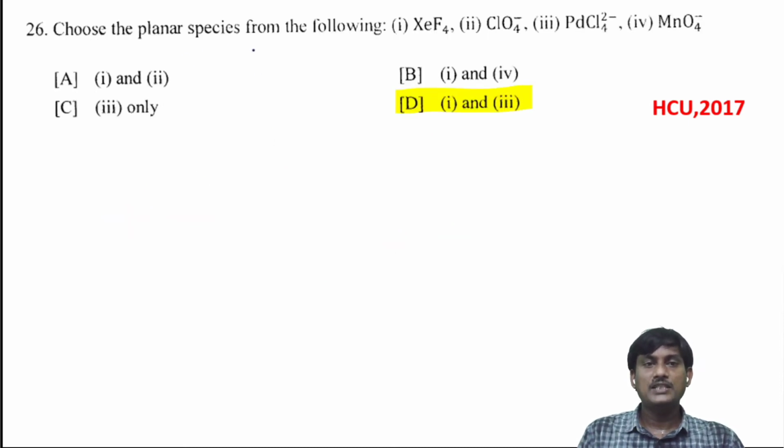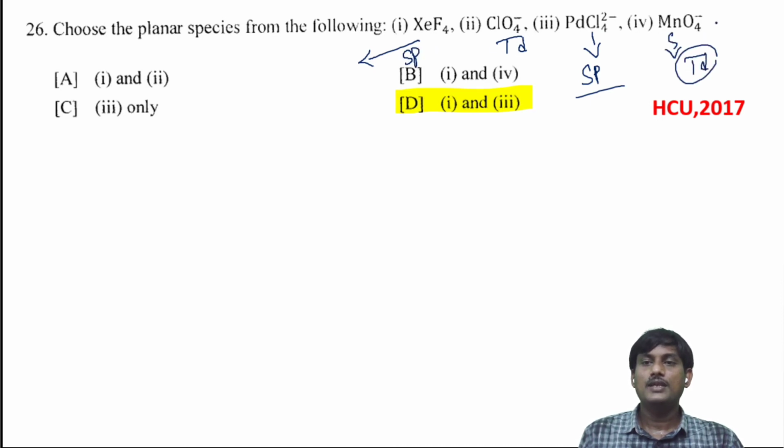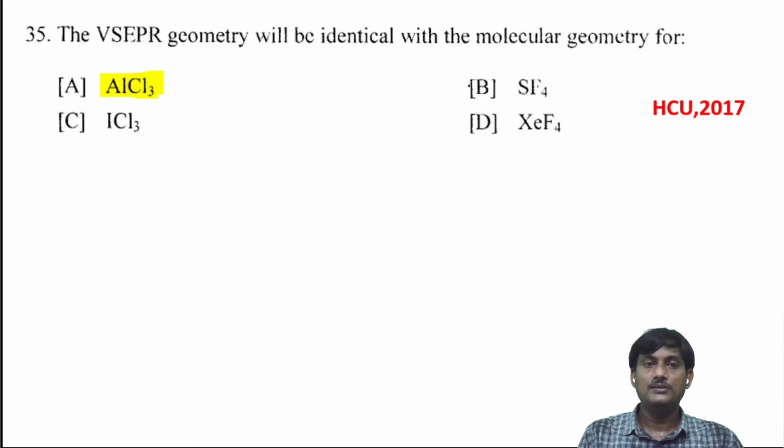Choose the planar species for the following. This one is planar, square planar. This one is tetrahedral, it's not planar. PdCl4 2 minus is also square planar. This one is square planar, this one is tetrahedral, this one is also tetrahedral. sp3 hybridized MnO4 minus, so here also you will get a tetrahedral shape. Which are planar? XeF4 and PdCl4 2 minus, 1 and 3.